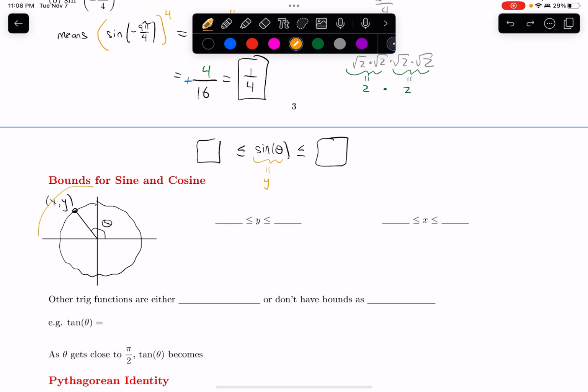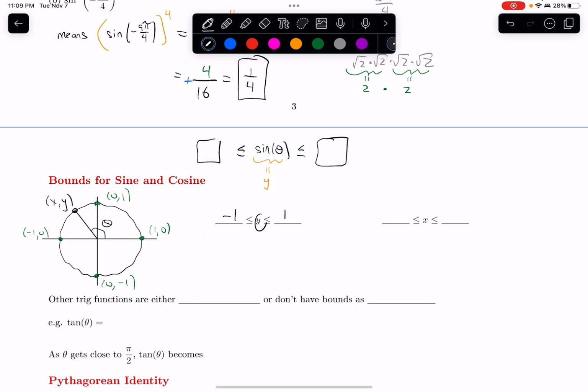If I take a look at where this point could be on the unit circle, I notice that this endpoint right here is 1, 0. The endpoint on this side is negative 1, 0. Up top, it is 0, 1. And at the bottom, it is 0, negative 1. When I think about my y value, what's the biggest the y value could be at any point on the unit circle? Up top, I have the biggest possible y value, and that's 1. What's the smallest y could be? That happens at this bottom point, where y is negative 1. So y is always between negative 1 and positive 1.